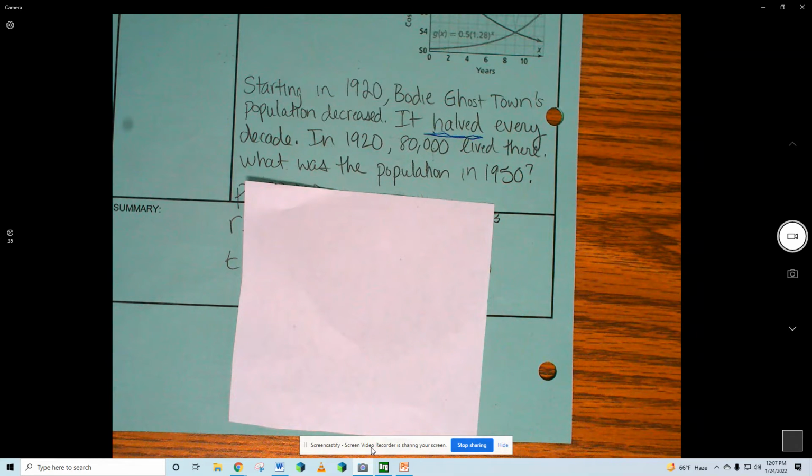This one does not have a percentage. Oh, half. I underlined it. So what do you do for this? We're going to talk about what we do. My rate of decay is a half. The population cuts in half every decade. I just want to make sure you have it written down. We have to talk about that.